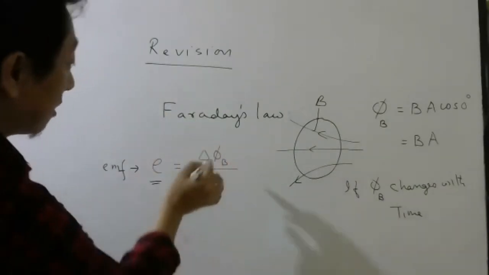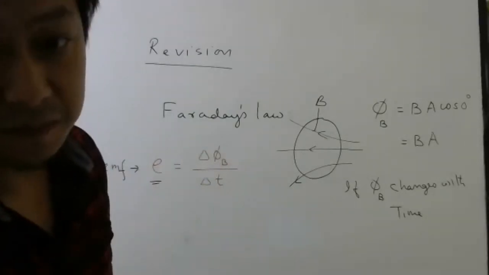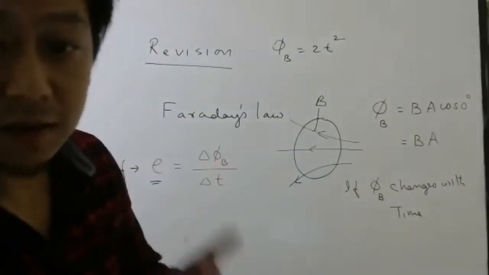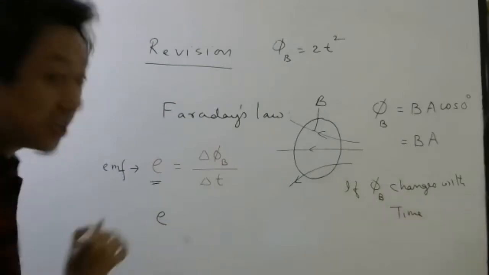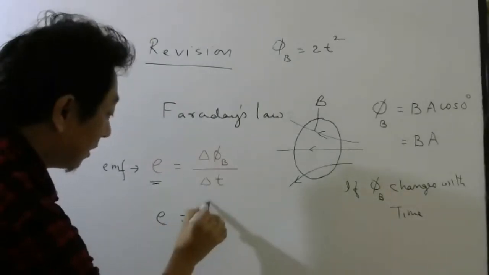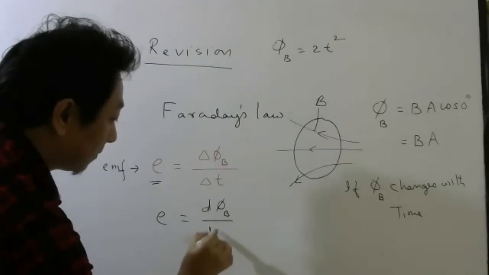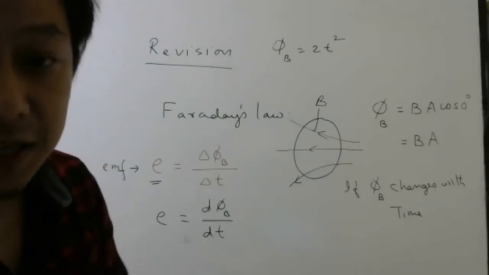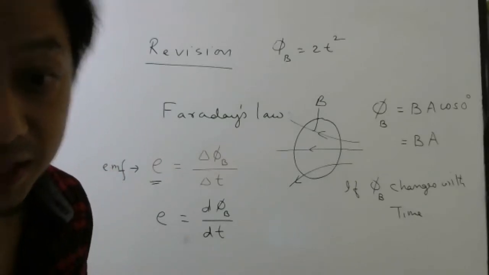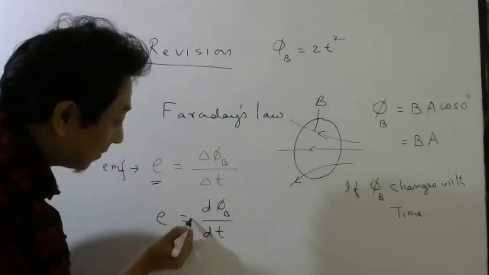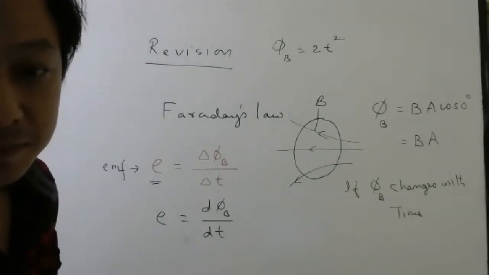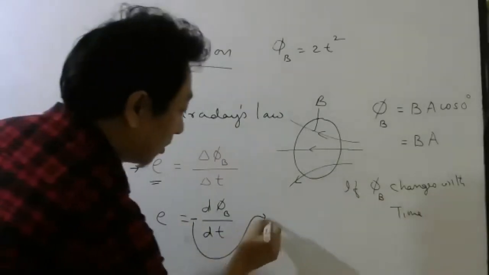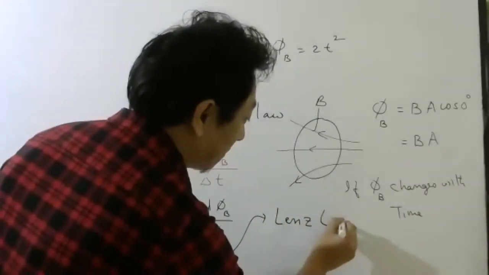Now, sometimes the flux will be given as a function of time, like 2t square. Then what formula do we write to find the instantaneous EMF? d phi by dt. Understood or not? So this is Faraday's law. However, students, in the exam, if they ask you to write Faraday's law mathematically, then you must put what sign here? Minus sign. The reason why you have to put the minus sign is because of another law called Lenz's law.